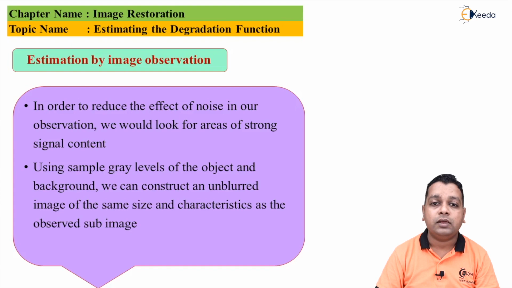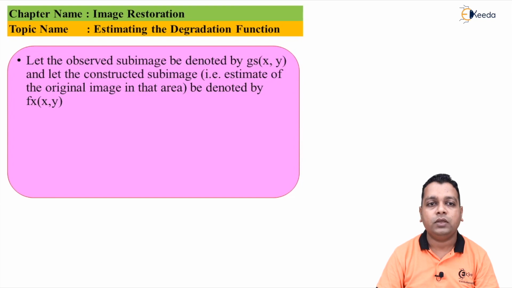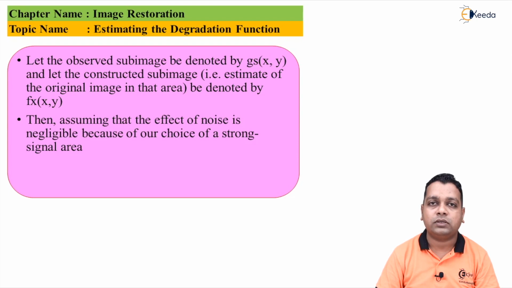Using the sample gray levels of the object and the background, we can construct an unblurred image of the same size and characteristics as the observed sub-image. Let the observed sub-image be denoted by g_s(x,y), and the constructed sub-image, which is actually the estimate of the original image in that particular area, is denoted by f̂_s(x,y). Within the parentheses we have the spatial domain parameters x and y.